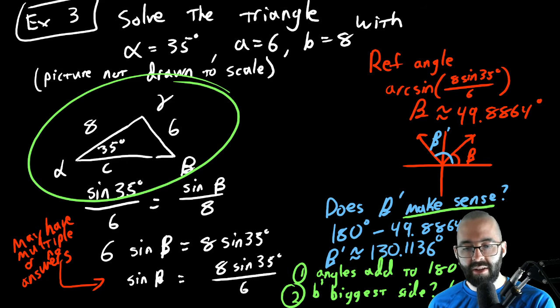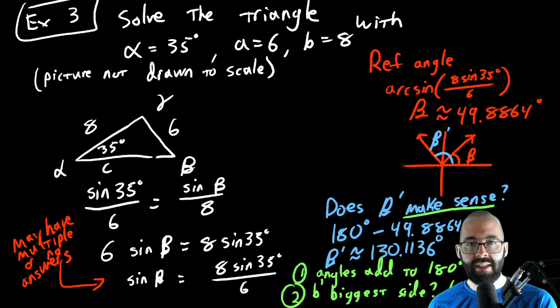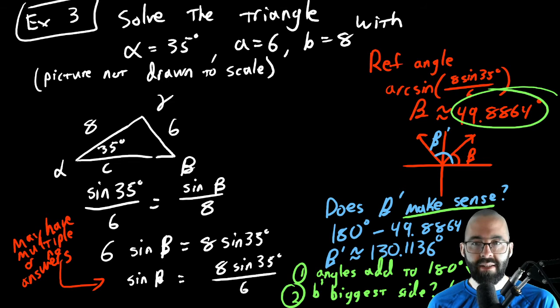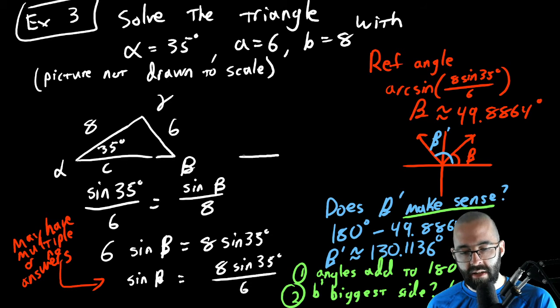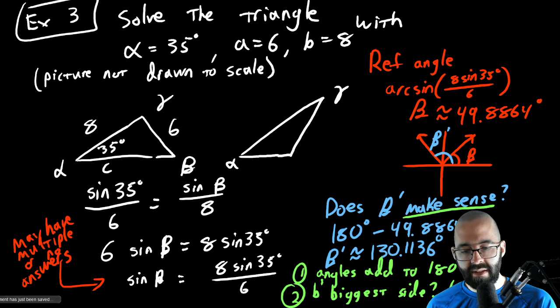So this is our triangle for beta. That's the acute angle. Beta is about 50 degrees, but there's another triangle as well. But now there's a second triangle with alpha, same gamma, but now beta prime. Now notice C is much shorter, right?